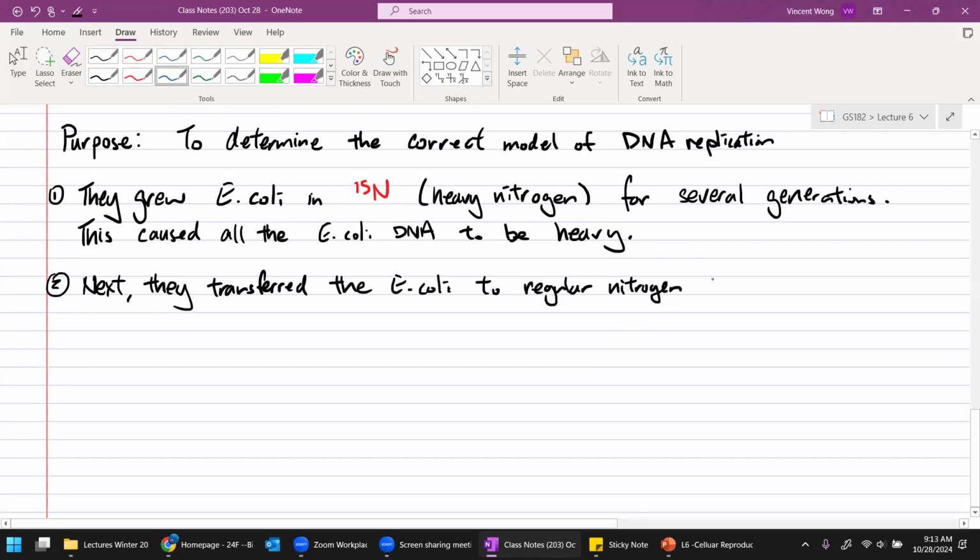Next, they transfer the E. coli to regular nitrogen. You grow bacteria in a little dish, okay? So in the dish, you can supply whatever nutrients you think is appropriate. In this case, they have dishes with regular nitrogen in them. So they transfer the E. coli to regular nitrogen.